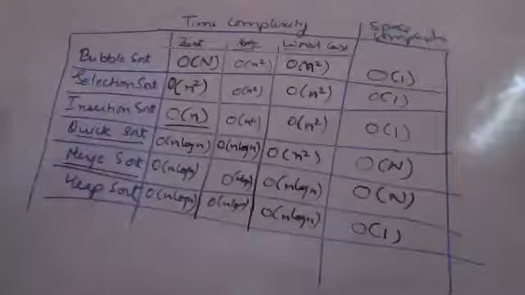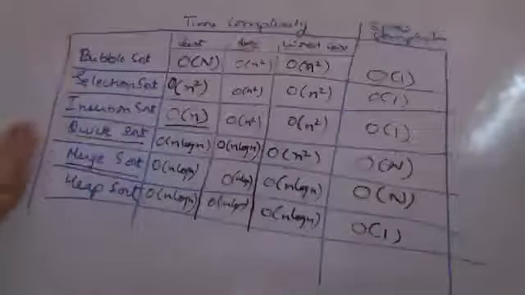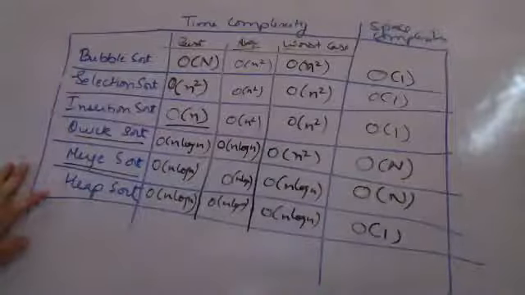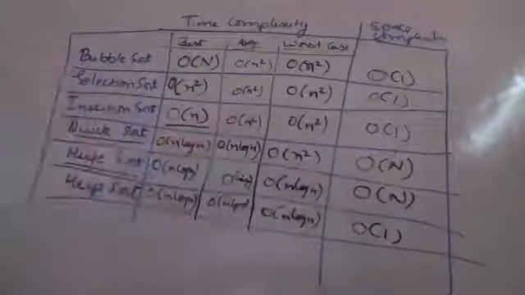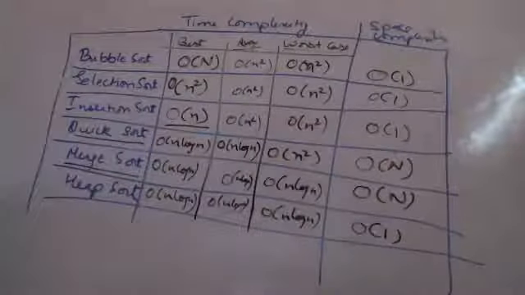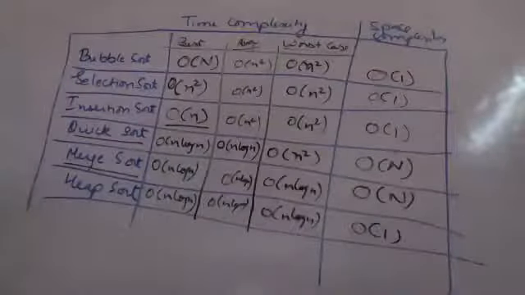So irrespective of whatever is the size of my input data, bubble, selection, insertion, and heap sort are not going to take any extra space. While quick and merge sort will require of the order n space on your systems to be able to perform correctly, right? And the best and worst case complexities.